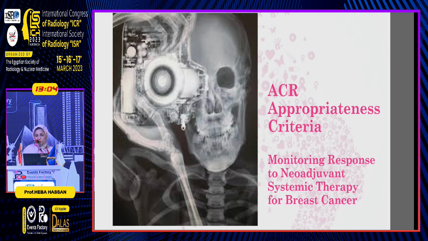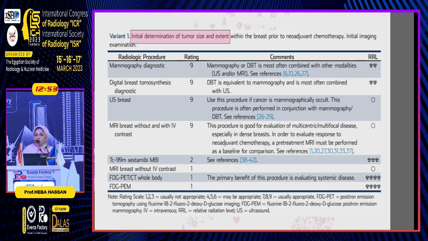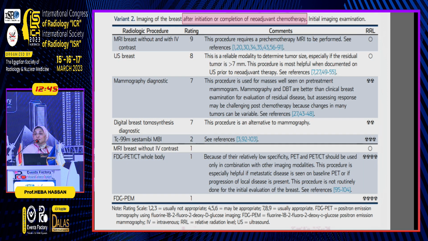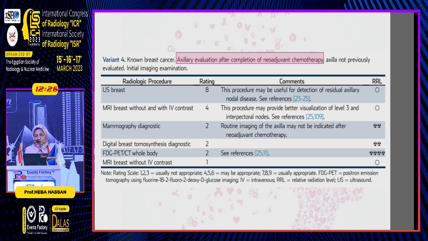So why MRI? According to the ACR appropriateness criteria published in 2017, and revised up to 2022, in the initial detection of the tumor, the mammogram, ultrasound, as well as the MRI go nose to nose. But after the initial or even completion of therapy, you would find that MRI actually has a higher hand. Still, be sure that if you are dealing with axillary lesions or lymph nodes, ultrasound is still the king, whether in the initial or in the post-management, okay?